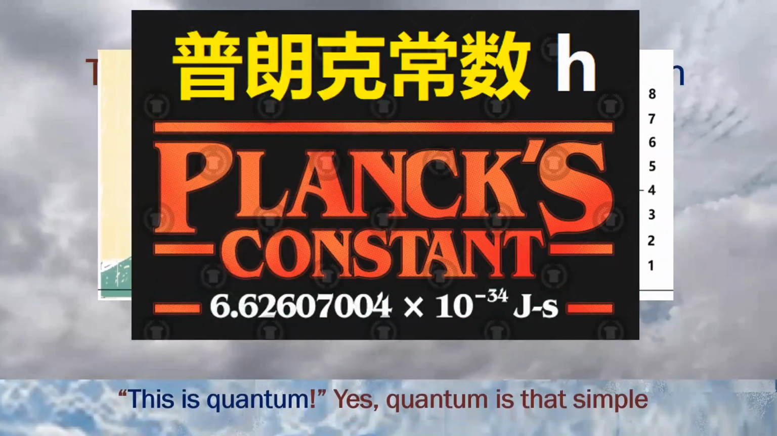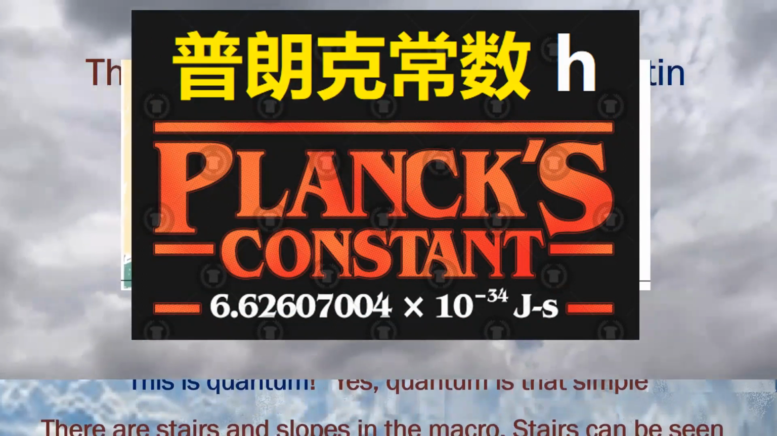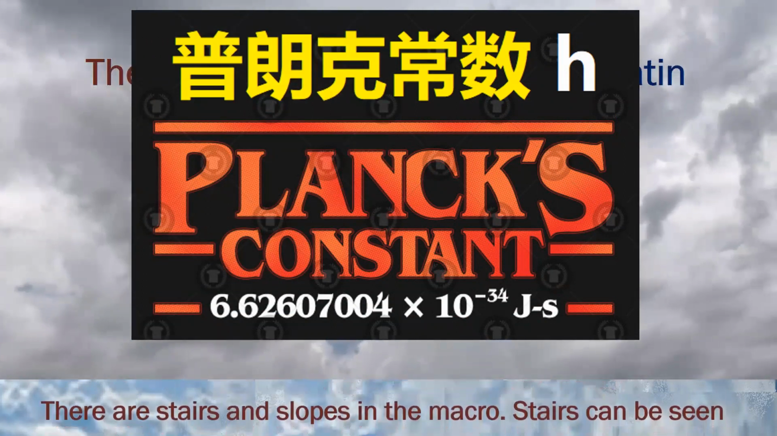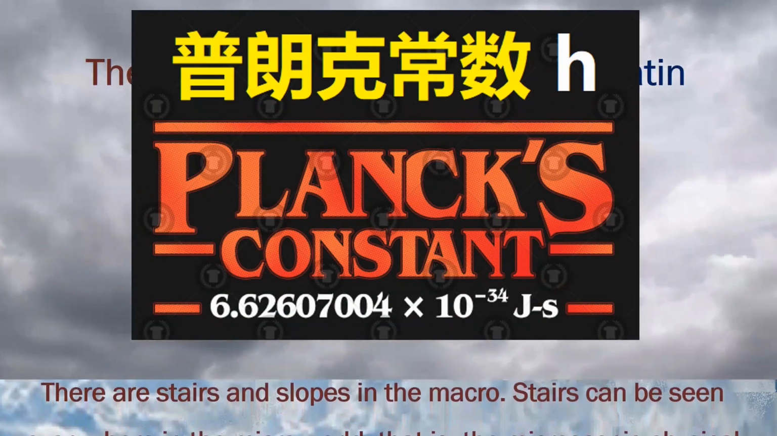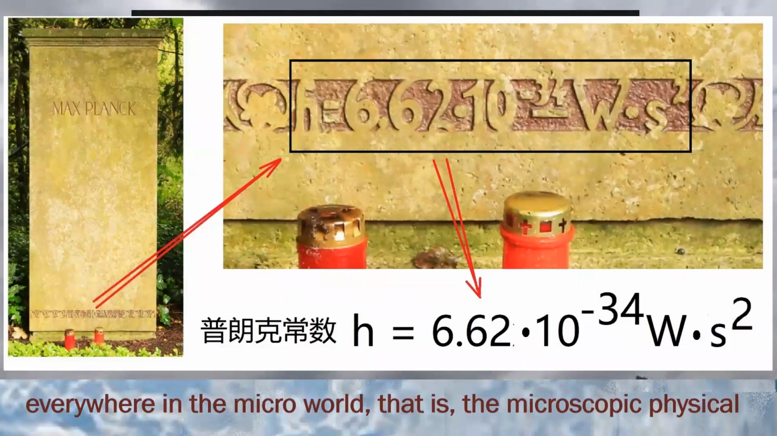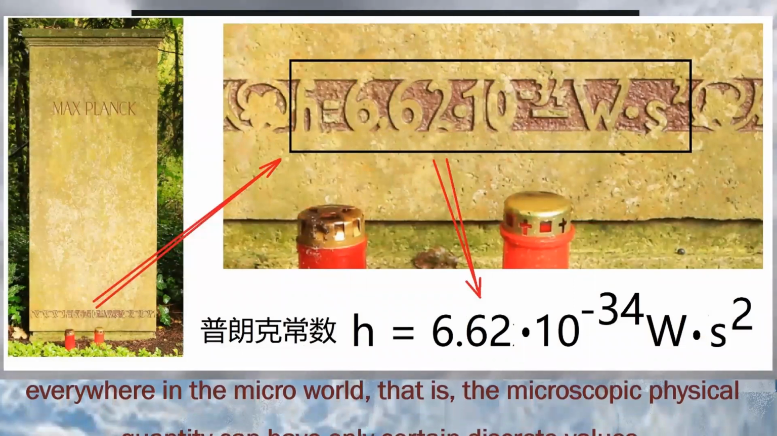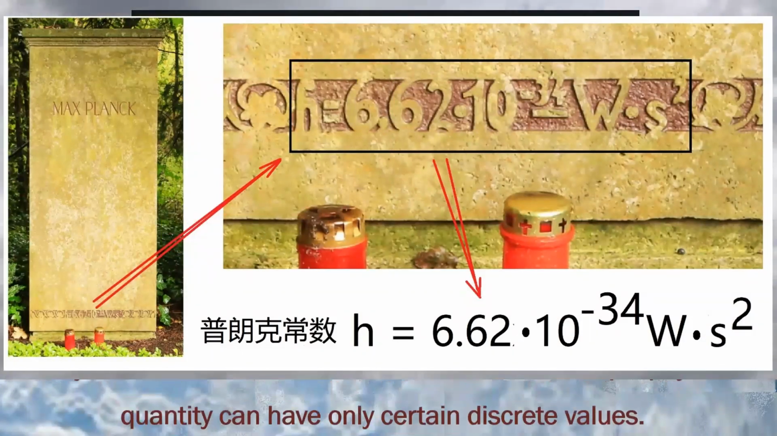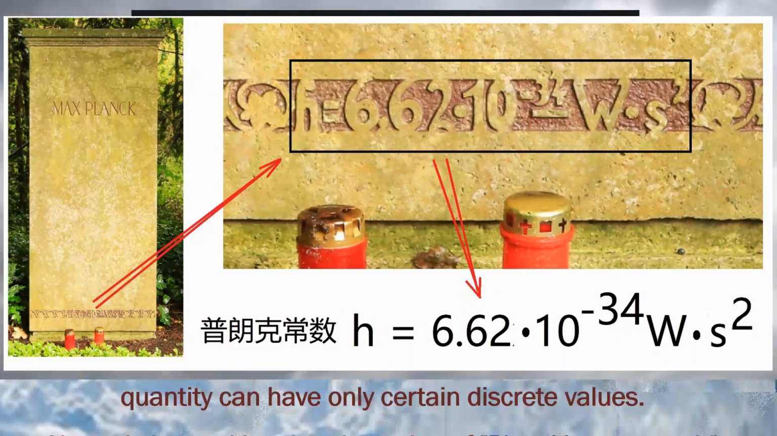There are stairs and slopes in the macro world. Stairs can be seen everywhere in the micro world. That is, microscopic physical quantities, for example energies, can have only certain discrete values. The numeric interval is related to the value of Planck's constant h.